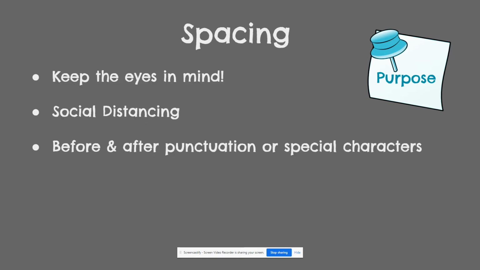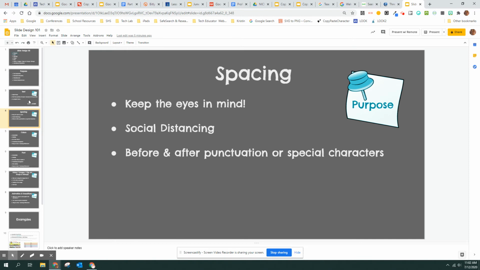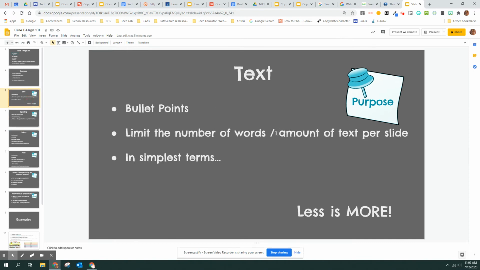Spacing. Definitely keep the eyes in mind. Just as we're talking about social distancing these days, keep the spacing socially distant. Keep things separated. The slide here that you're looking at has double spacing between each of the bullet points. Also add space before and after punctuation or special characters. You'll notice on the slide prior to this, we'll take a look at that, I've got this forward slash. I actually added an extra space before and after so that it was easier on the eyes.